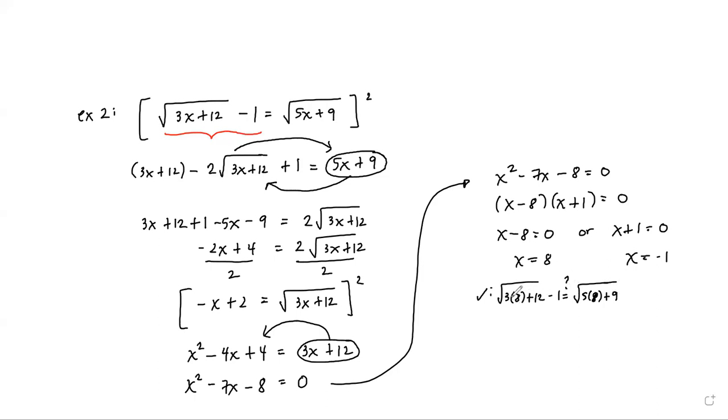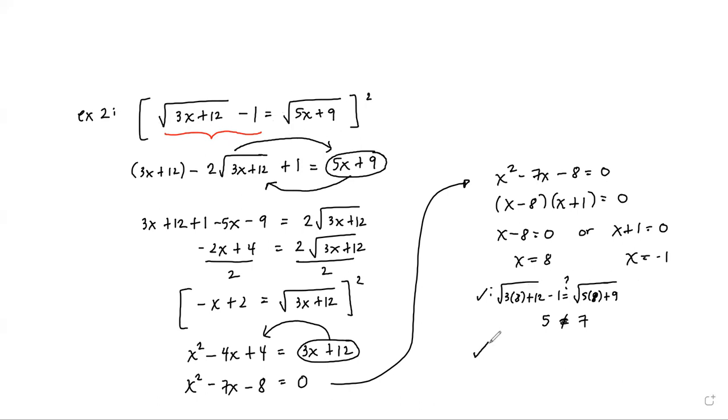So 3 times 8 is 24. 24 plus 12 is 36. And then the square root of 36 is 6. And then there's a minus 1. So that's going to be 5. And then for the right side, we have 5 times 8, which is 40. 40 plus 9 is 49. And then the square root of 49 is 7. So 5 and 7 are not equal. So that means x equals 8 is not a solution to this radical equation.